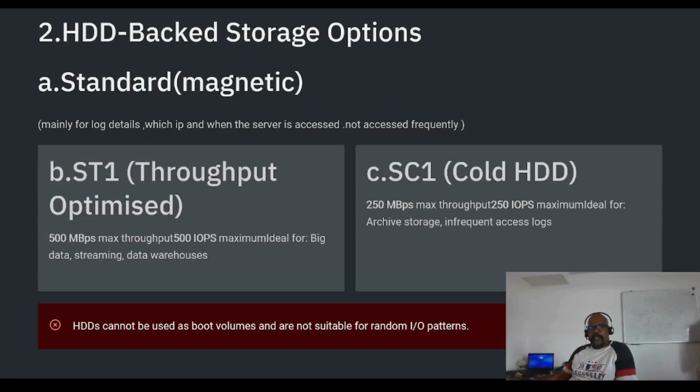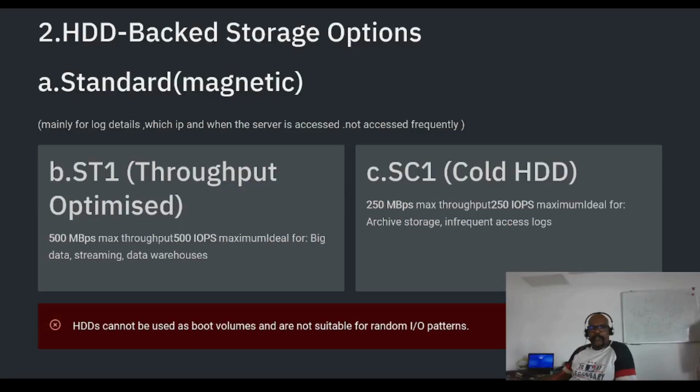Then HDD, hard disk drive. Here we have three types of storage. One is standard magnetic, then ST1 and SC1. ST1 is throughput optimized. SC1 is cold hard disk drive. Standard is mainly for storing log details, such as which IP the system or instance accessed and which server was accessed. It is not accessed frequently. Data are stored in the standard magnetic.